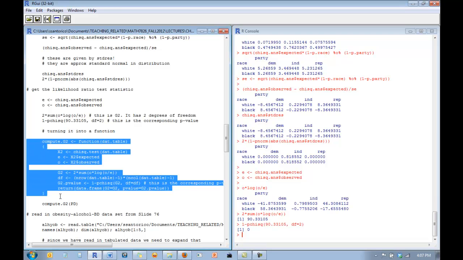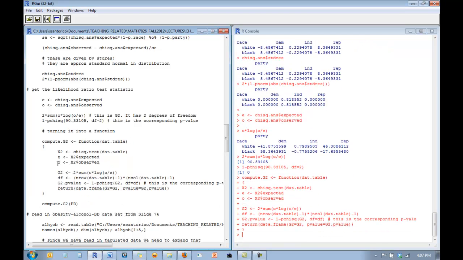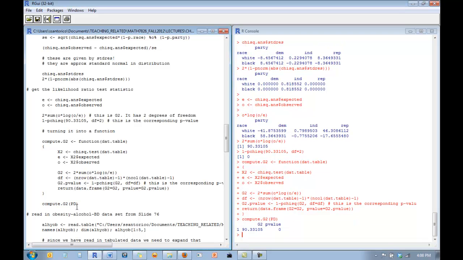So compute.g.squared takes your data table. If you were to execute this piece, you could put this into, say, the top of a script that you're running, and this will save the function that you can use. So compute.g.squared now will act as a function like any of the other functions that R has created. And in particular, right here, I give it my contingency table. It automatically did everything in here for me, right?